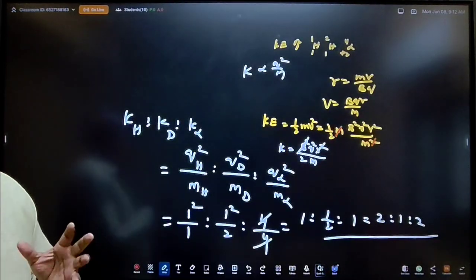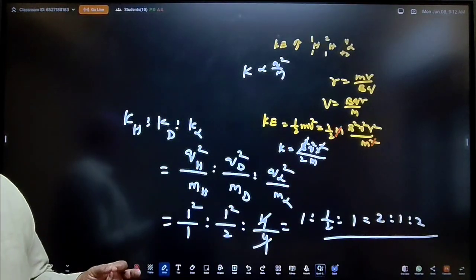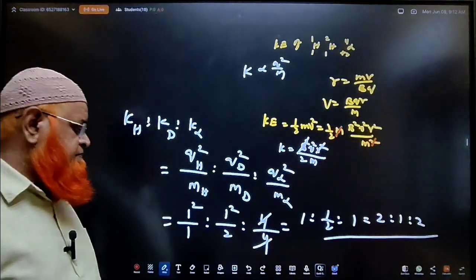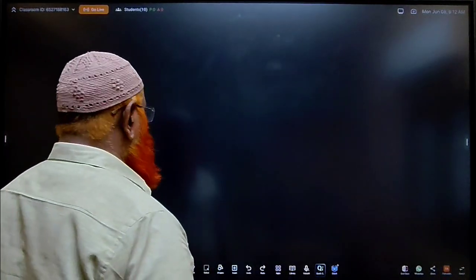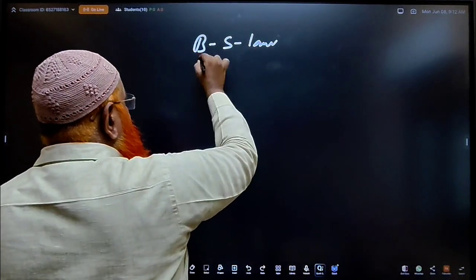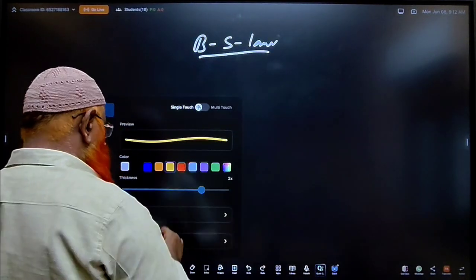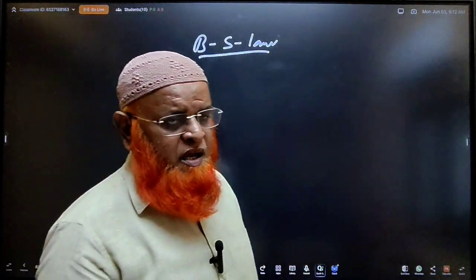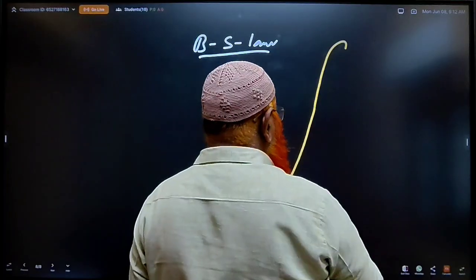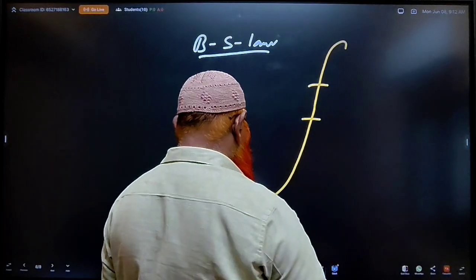So this is the story of particles, the first concept of moving charges and magnetism. After that, we shall discuss what is BS law, the famous law which is called Biot-Savart law. Everyone knows, in intermediate you might have studied that BS law. So what is this BS law actually? See, what do you understand from this BS law?